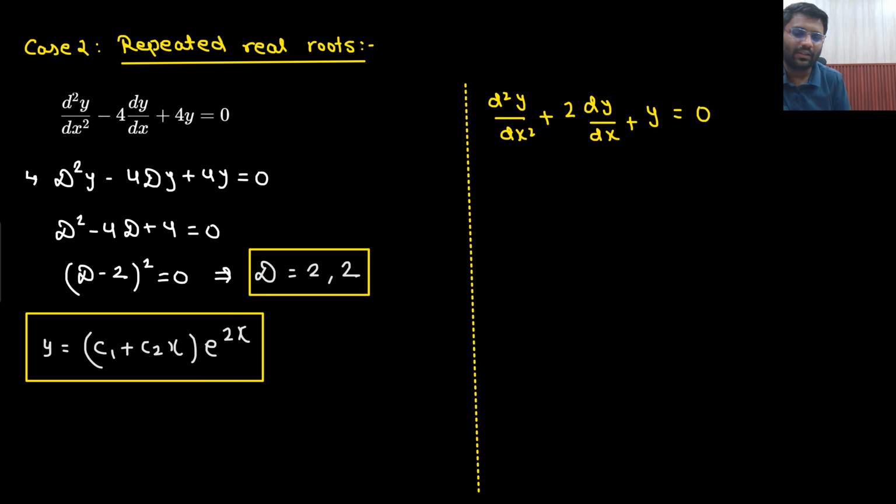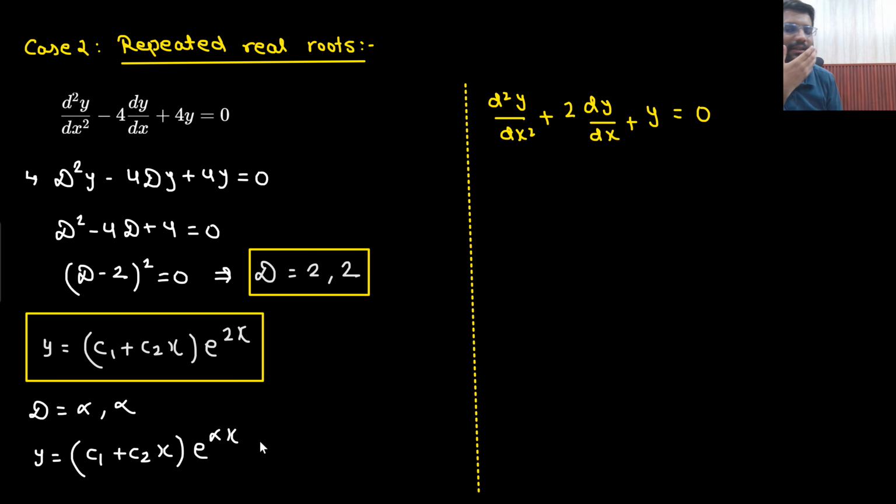And how do you write down the solution? Sir, we write down the solution in this way: if the roots are coming out to be alpha comma alpha, then y will come out to be (C1 plus C2 x) e to the power alpha x. That will be the answer.